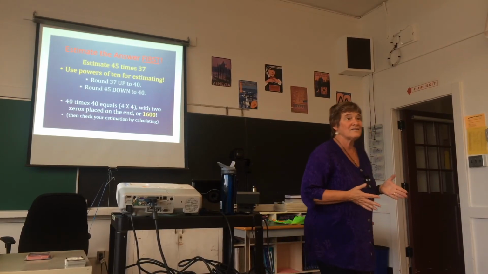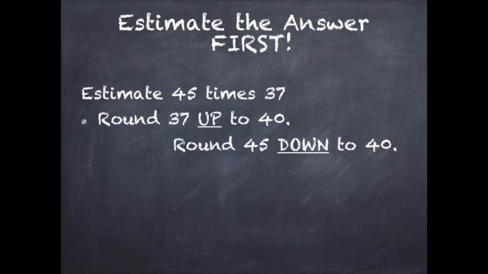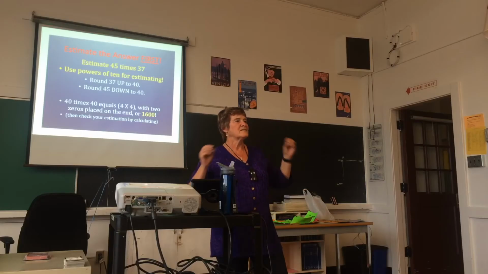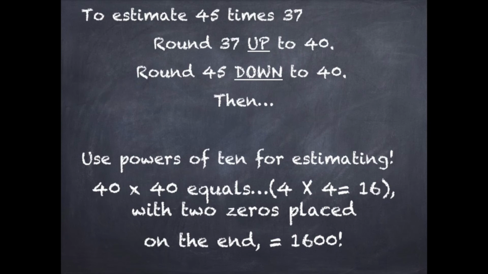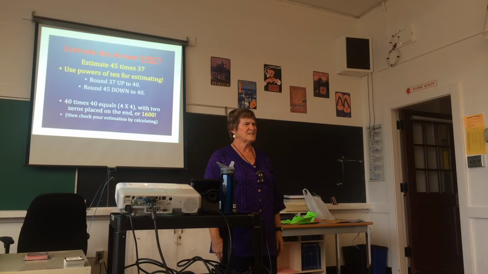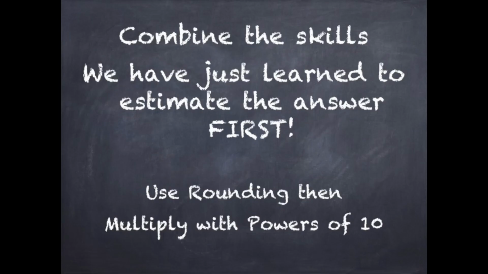Okay, so helping kids to understand that estimating an answer is a benefit for making sure that you don't make an error is so valuable. So estimate the answer first. For example, estimate 45 times 37: round 37 up to 40, round 45 down to 40. Then we can go 40 times 40. They take the significant digits, which are 4 and 4. 4 times 4 is 16. And then take the 2 zeros that were on the ends of the 40 and the 40 and put them on the end, and they get 1,600. This is a huge thing.